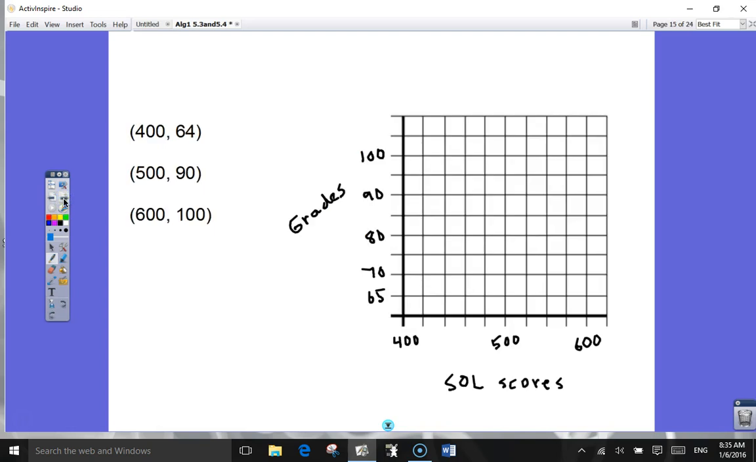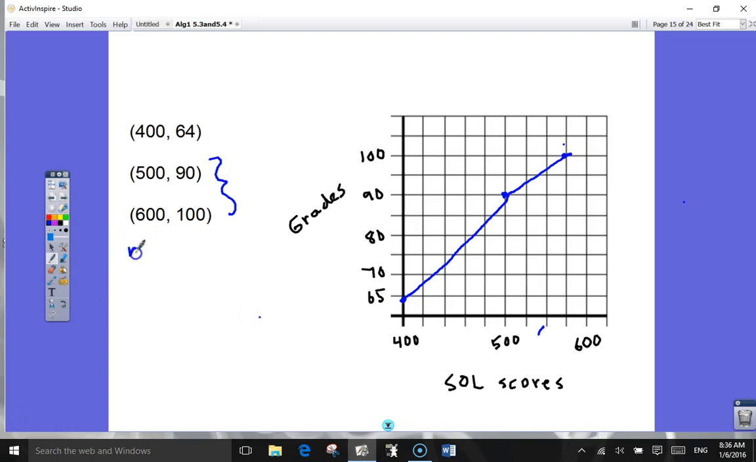So if I just graph those points, 464 would be about right there. 590 is about right there. 600 and 100 is about right there. So I would have to make 2 equations. And I'm not even counting the less than 64. So again, calculate the slope. Let's say I use these 2 points to do this line right here.